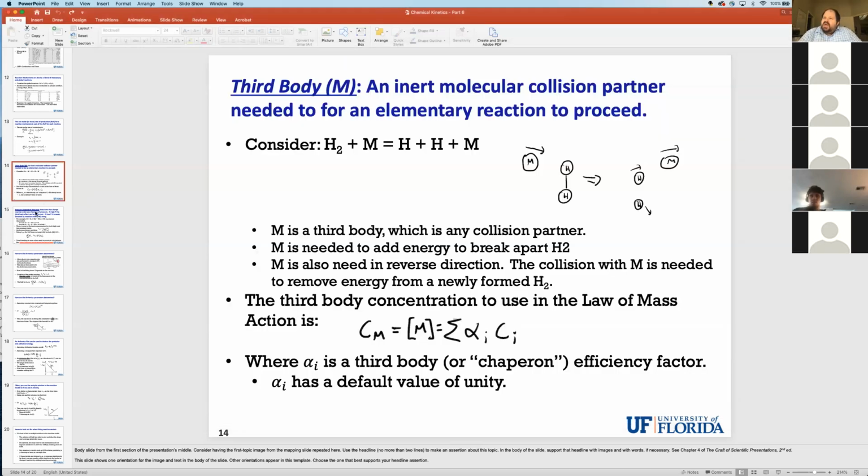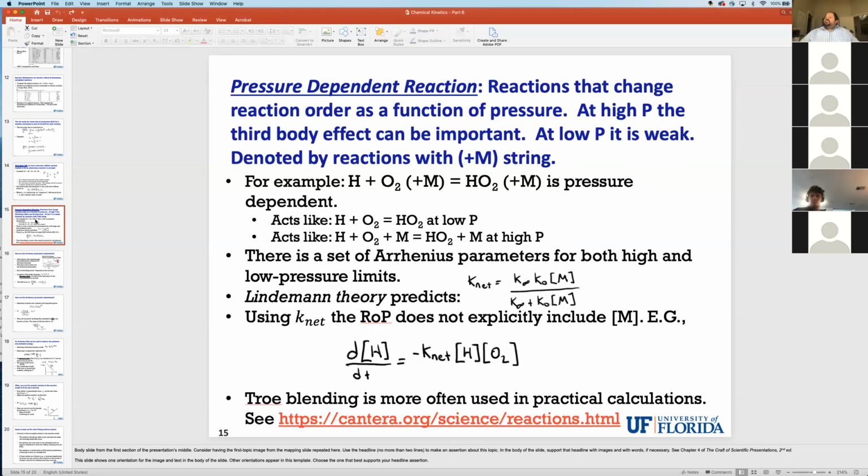Okay. And then another thing to look out for in these reaction files is called pressure dependent reactions. In the other combustion class I teach, it takes about 1 to 1.5 lectures to derive these in detail, so I'm not going to do that here. I'm just going to tell you the results: these are chemical reactions that change their reaction order as a function of pressure.